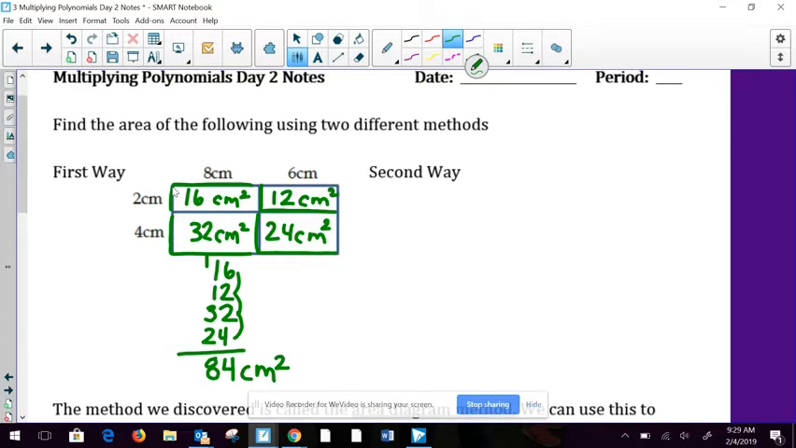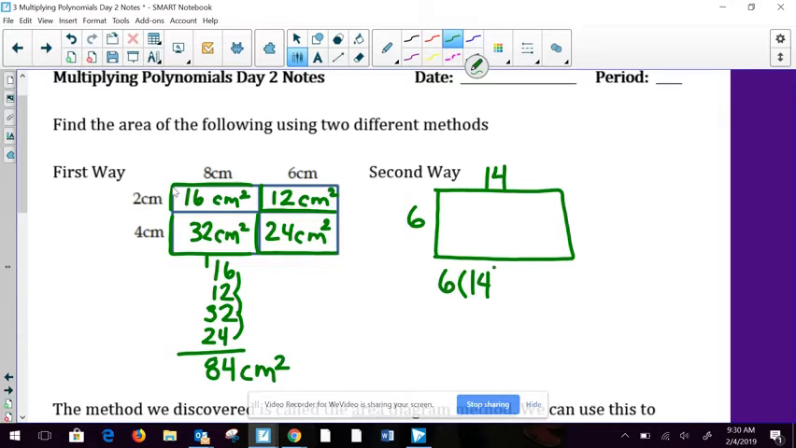Another way that you might take care of this is you might add up your sides. So what is 2 plus 4? 6. And then if we go to the length of it, what is 8 plus 6? 14. And if you multiply 6 times 14, what does that give us? Guess what? It gives us the same answer of 84 centimeters squared. So these two ways are the exact same way.